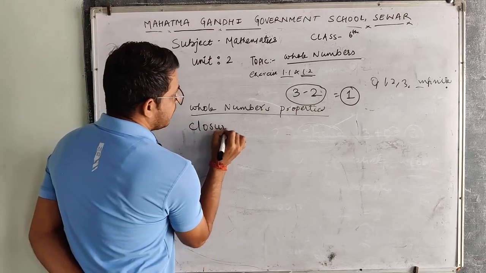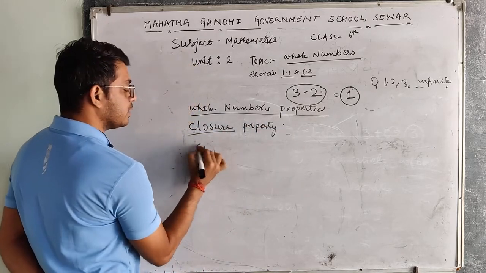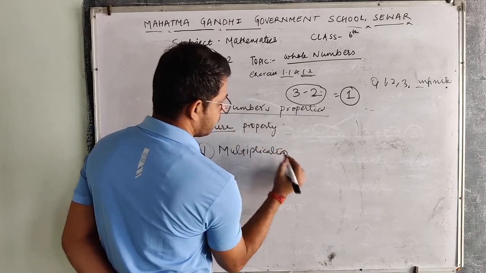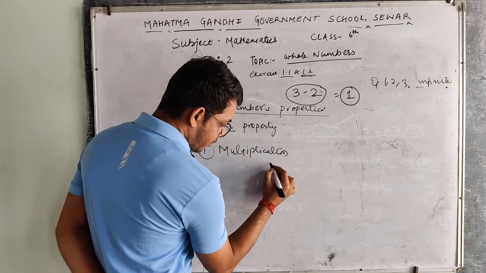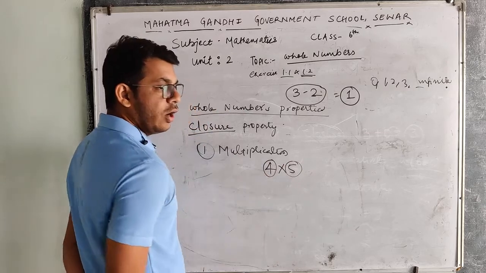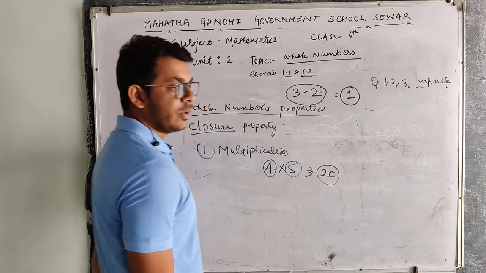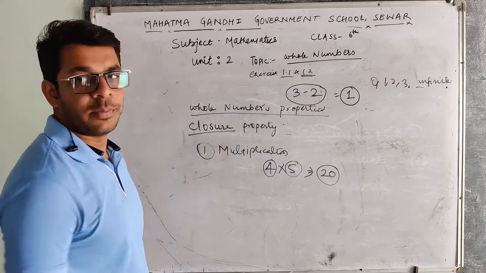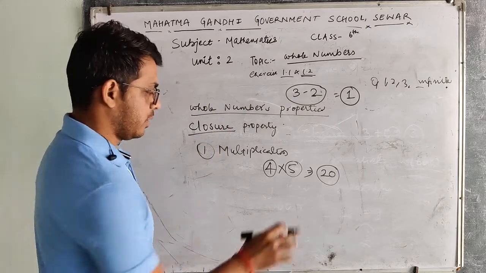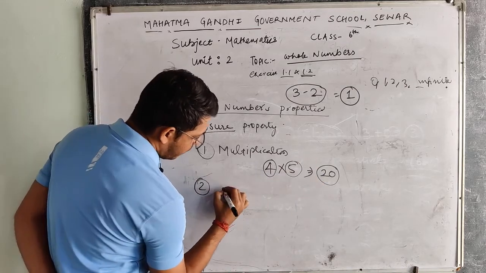First we are going to explain the closure property, and the parameter is multiplication. If I write 4 into 5, 4 is a whole number, 5 is also a whole number. If I multiply these, what will be the result? The result will be 20. It means under the closure property, if I multiply two whole numbers, the result is also a whole number. 20 is also a whole number. Now we go for addition.